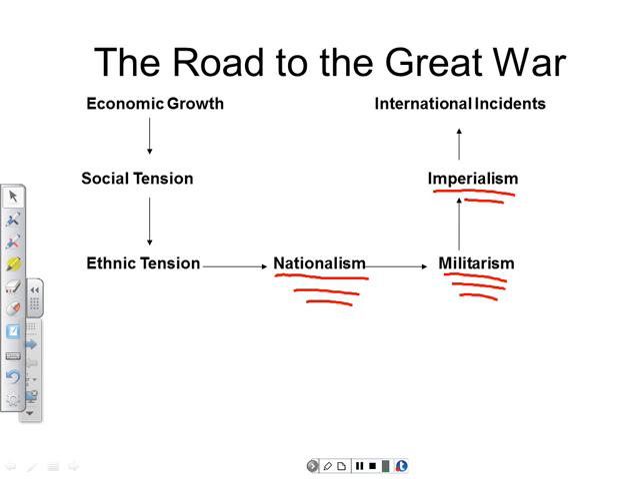And the last of these international incidents was when Franz Ferdinand, the heir to the Austro-Hungarian throne, was assassinated in Sarajevo by a Serbian terrorist. This started the Great War. You maybe heard that all it took was the assassination of the heir to the Austro-Hungarian throne, and that was all it took.